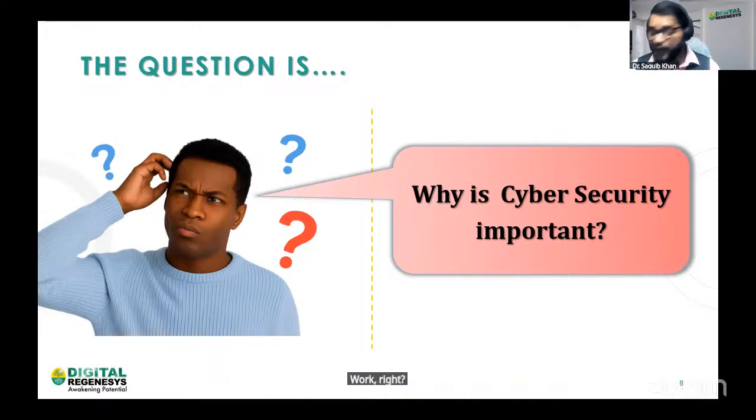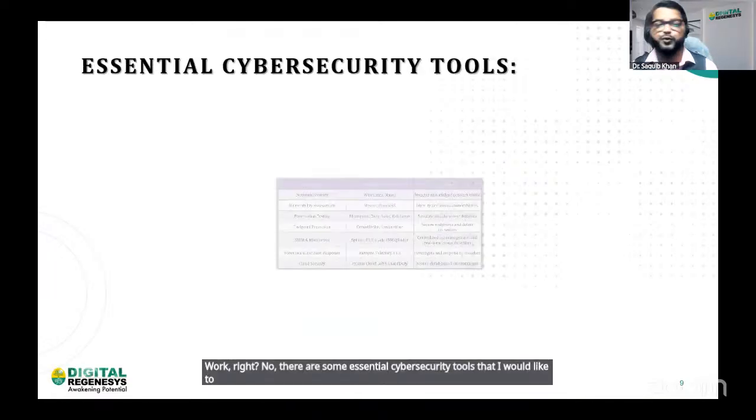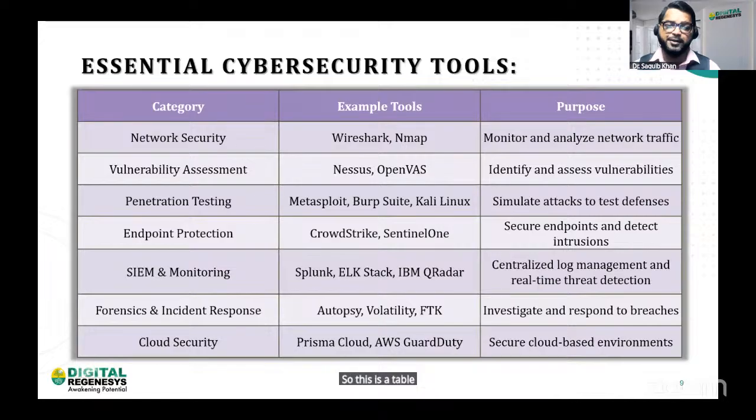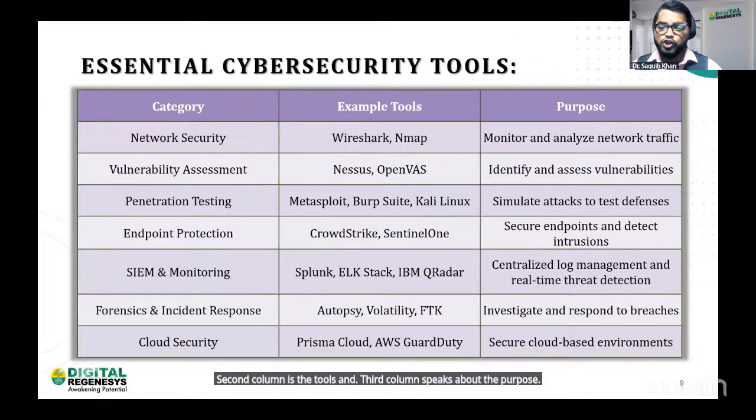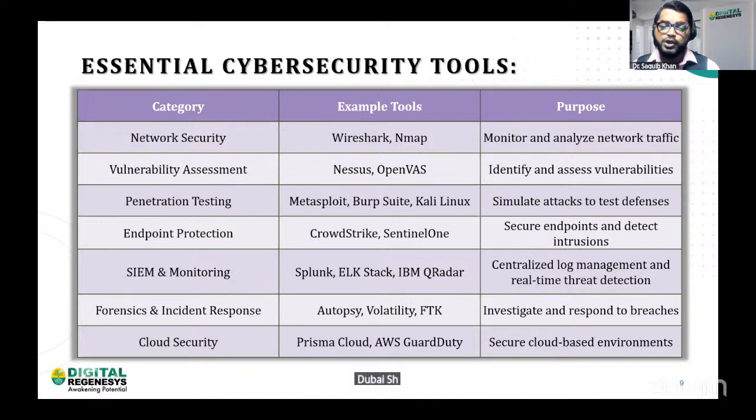Right? Now, there are some essential cybersecurity tools that I would like to list in front of you. This is a table that you are seeing, which I have distributed in three columns. One is the category, the second column is the tools, and the third column speaks about the purpose, right? So for network security, there are some other tools also, but I've just given you the example: Wireshark and Nmap. Network security tools are basically used to monitor and analyze network traffic to detect suspicious activity and security issues.